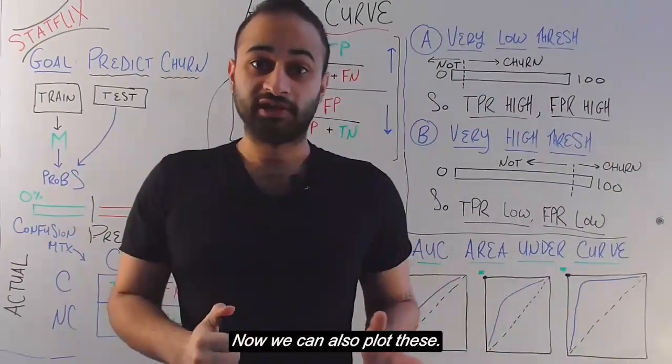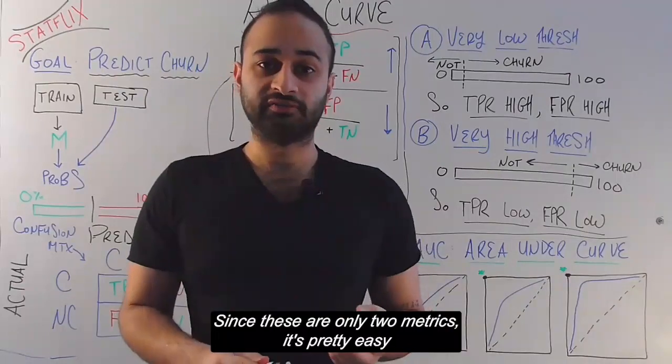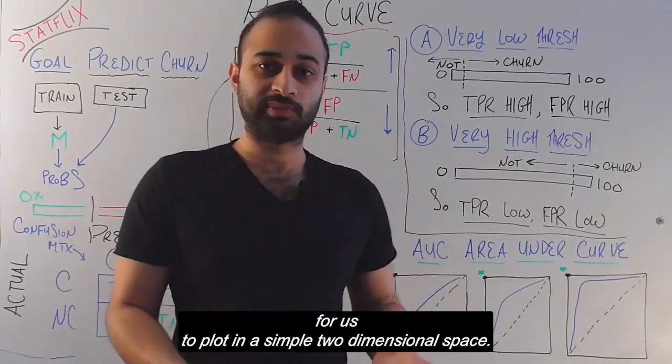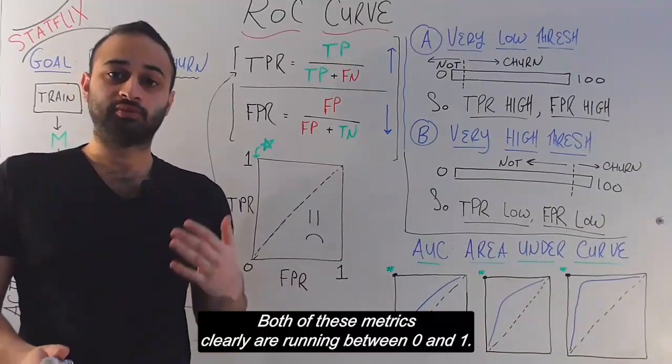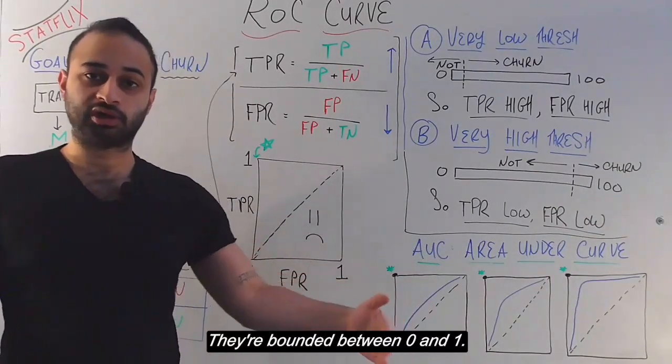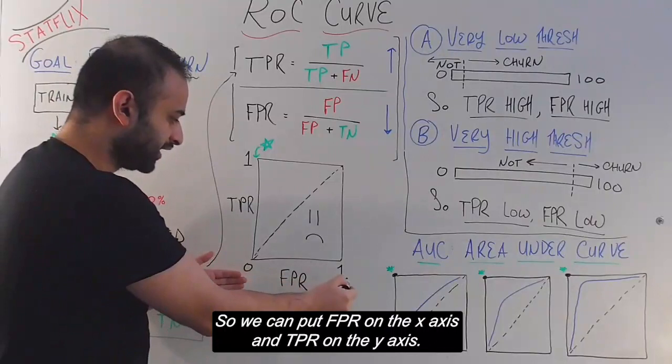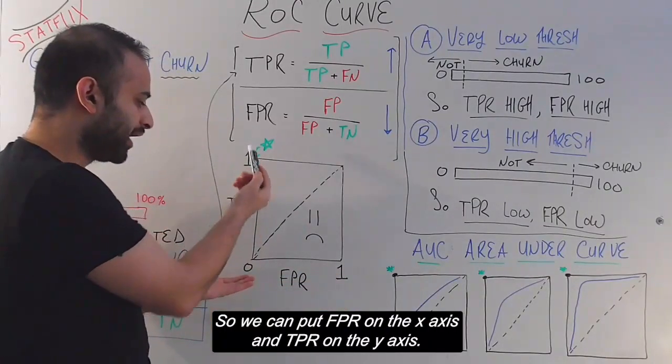Now we can also plot these. Since these are only two metrics, it's pretty easy for us to plot in a simple two-dimensional space. So here is that plot. Both of these metrics clearly are running between 0 and 1. They're bounded between 0 and 1. So we can put FPR on the x-axis and TPR on the y-axis.